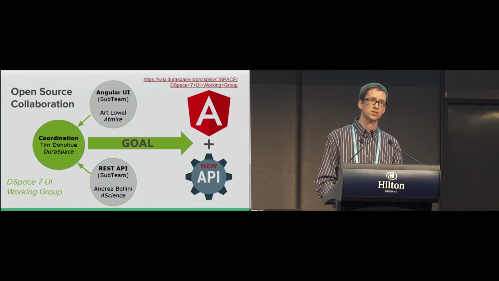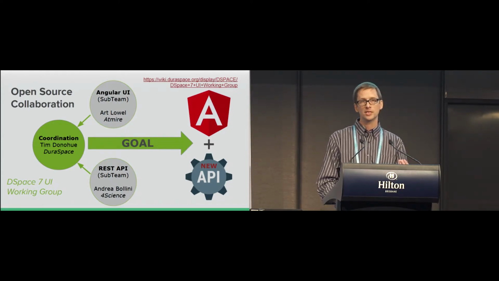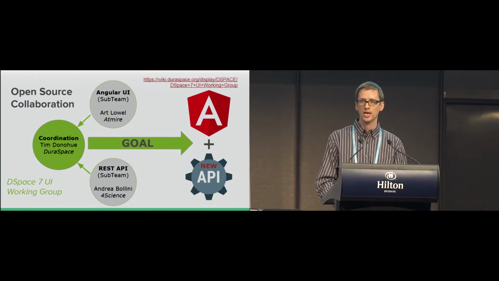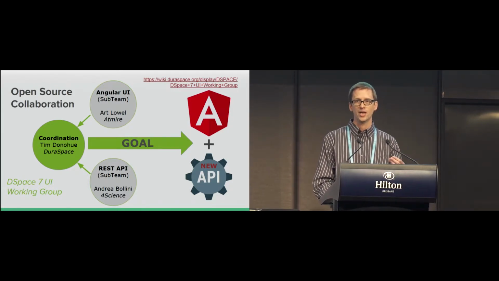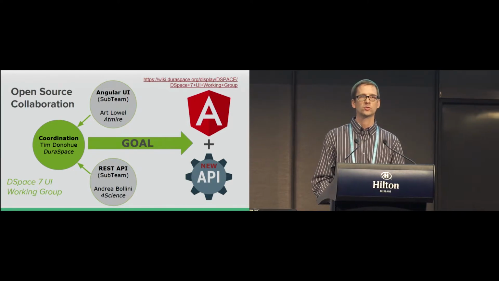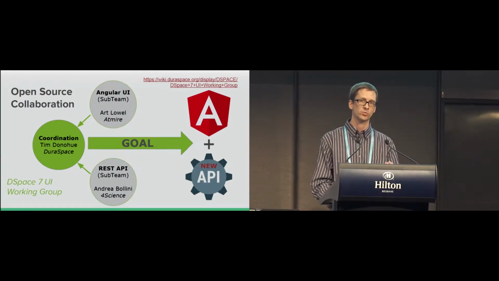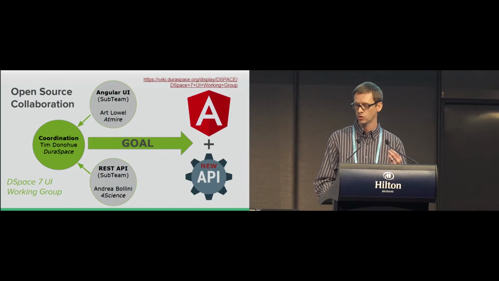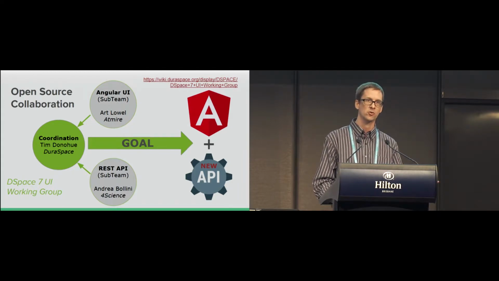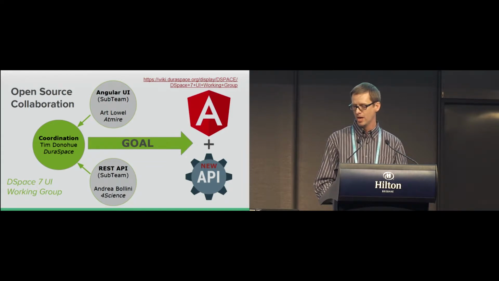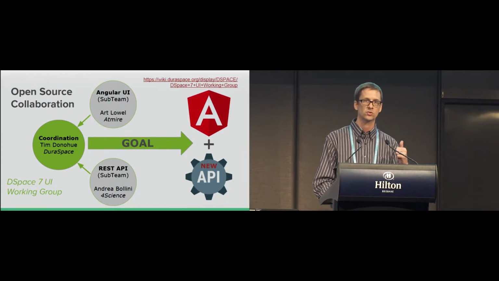I mentioned we have 16 service providers. The DSpace 7 efforts in building the new REST API and the new Angular REST API would not be going as smoothly and as quickly if we didn't have our service providers directly involved with that. So two of our major service providers, Atmire and 4Science, are collaborating to help us really modernize the platform in this DSpace 7 user interface working group.